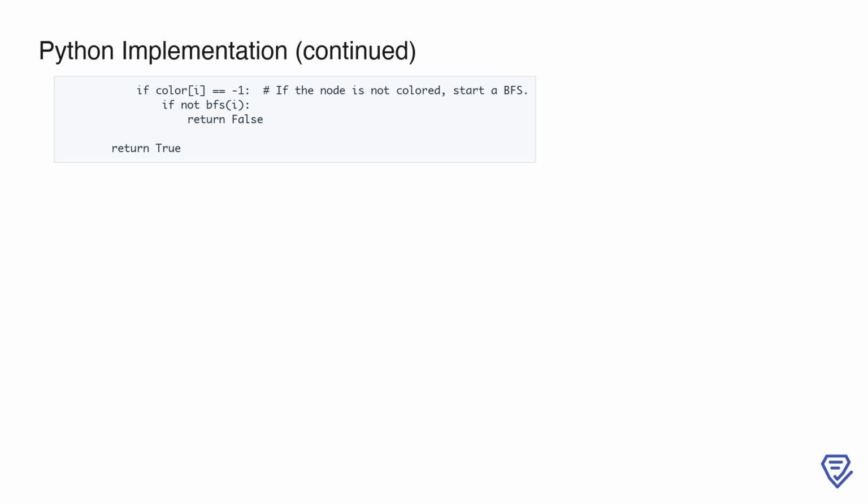If the BFS function returns false for any component, it means the graph is not bipartite, so we immediately return false. However, if all components pass the bipartite check, we return true at the end, confirming that the entire graph is bipartite. This implementation ensures we comprehensively check all nodes and their relationships, even for graphs with multiple disconnected components.